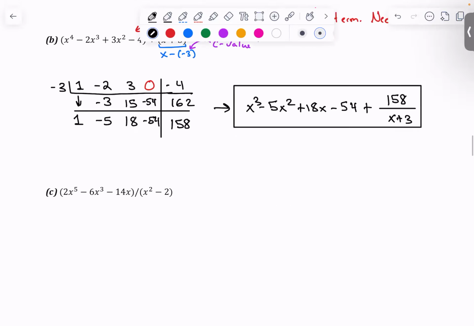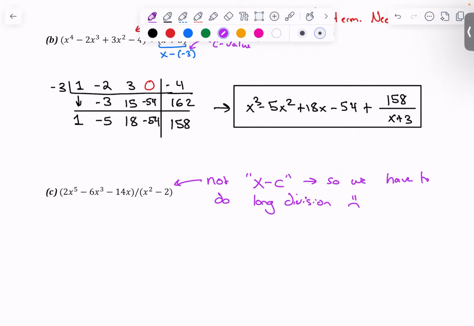Last one is a trick question. Notice that it's not of the format x minus c, so we cannot use synthetic division. So we have to do long division. Sad face. But it's not too terrible. There is a way to do synthetic division, but I would not recommend it.